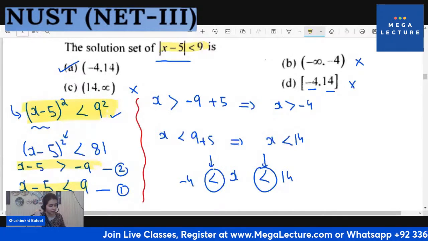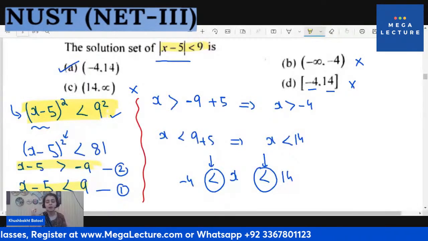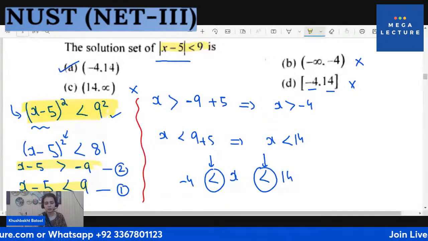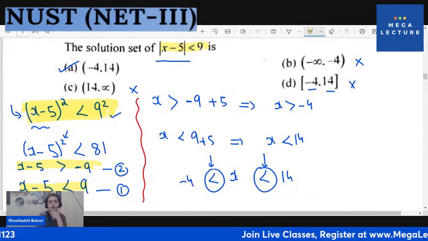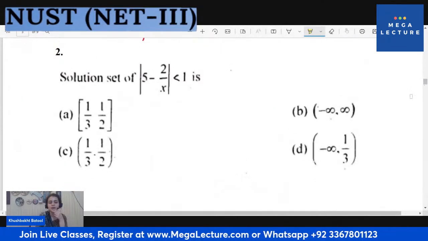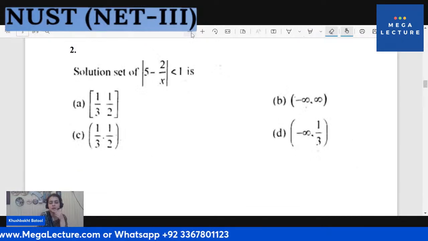Now, I have explained both the cases. You can think about both of them and then just go with any method you get comfortable with, with time. All right. So let's talk about the next question then. This was the first one. This is your second question. Let's see how to solve this one.